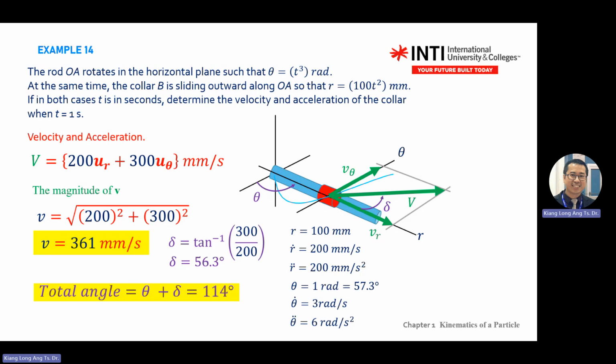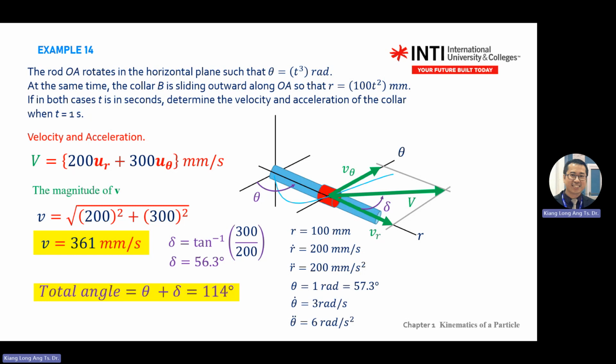So the total angle, don't stop here. The total angle of this vector is a summation of the rod angle plus this angle. You calculate from the rod angle, the purple color, and an additional angle from here for the vector. This theta is for the rod angle. If the question asks you for the VR angle, VR angle is this one. But if the question asks you for velocity, which is the resultant velocity, it is this one.